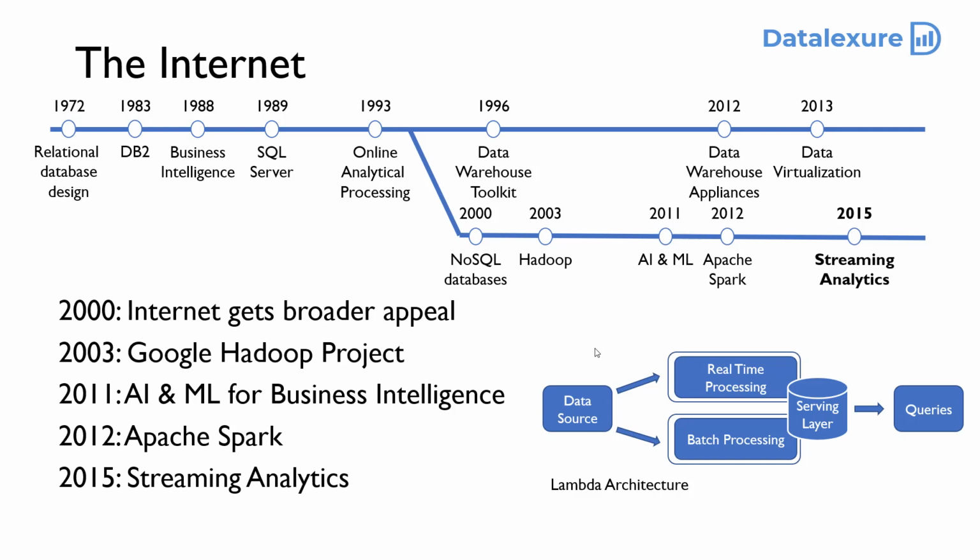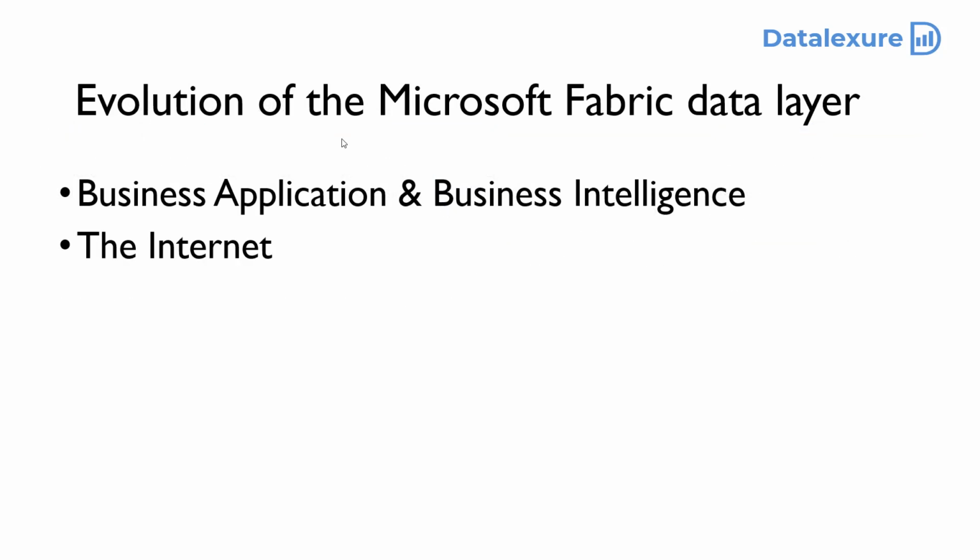A variation on the Lambda architecture is the Kappa architecture. This one has a different way of synchronization between the real-time processing and the batch processing. And with that, I'm at the third and last thread of this history timeline, the cloud.